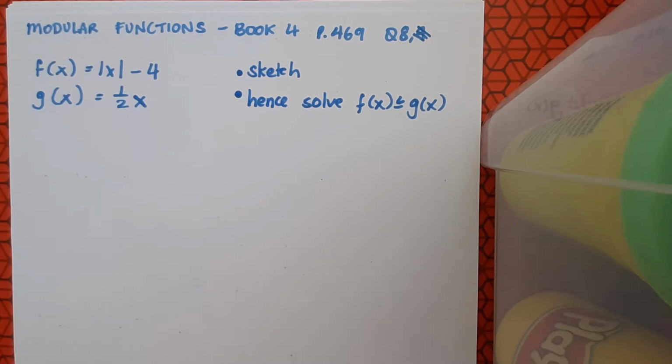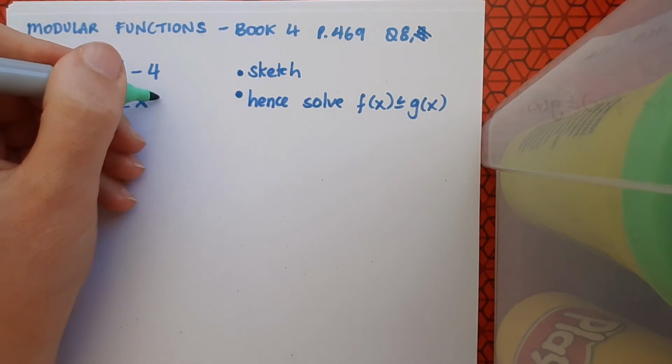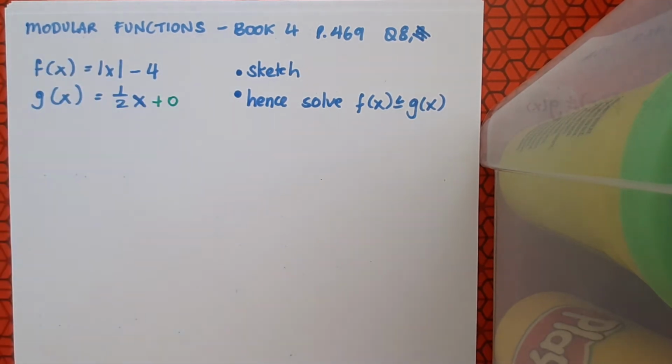So let's take a moment to look at the two functions. The simpler of the two is g of x. It's just a linear function. It's written in the form mx plus c. The plus c isn't really written in, but we can put it in, plus 0. So it goes through the y-axis at 0 and it has a slope of a half.